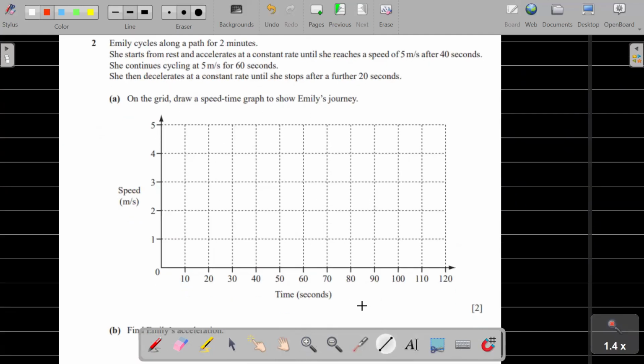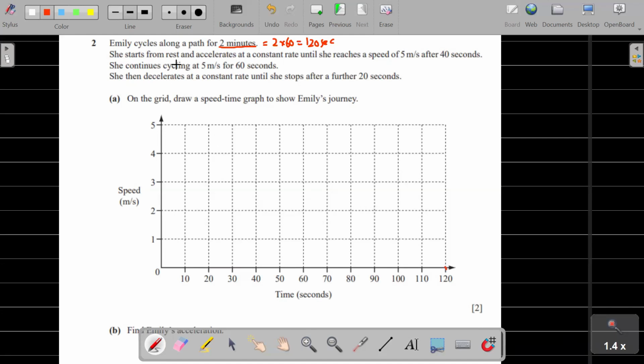Emily cycles along a path for 2 minutes. This time is in seconds. What is meant by 2 minutes? We are going to convert this time first. It is equal to 2 times 60, so it is 120 seconds. Clear? Yes, miss. 120 seconds is this point.